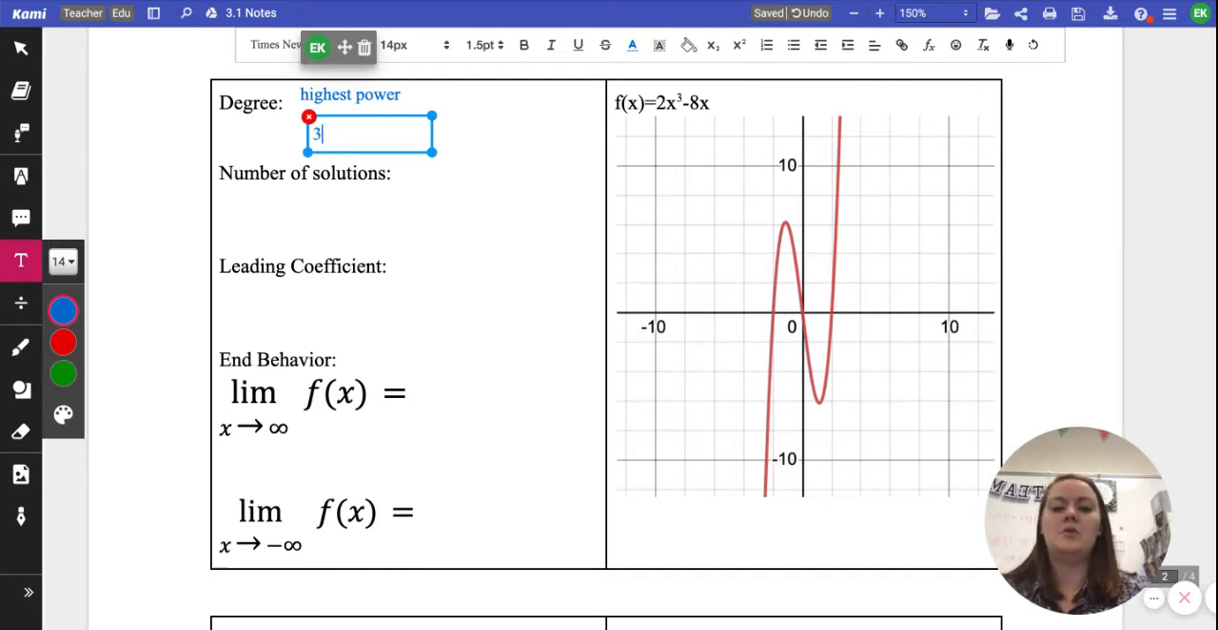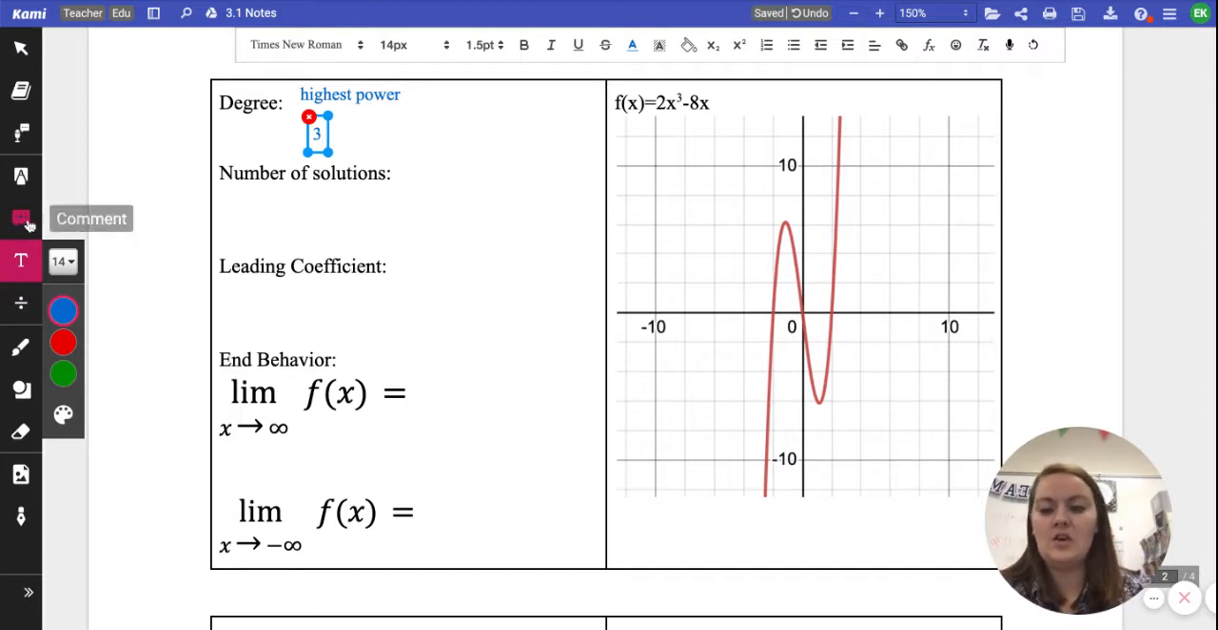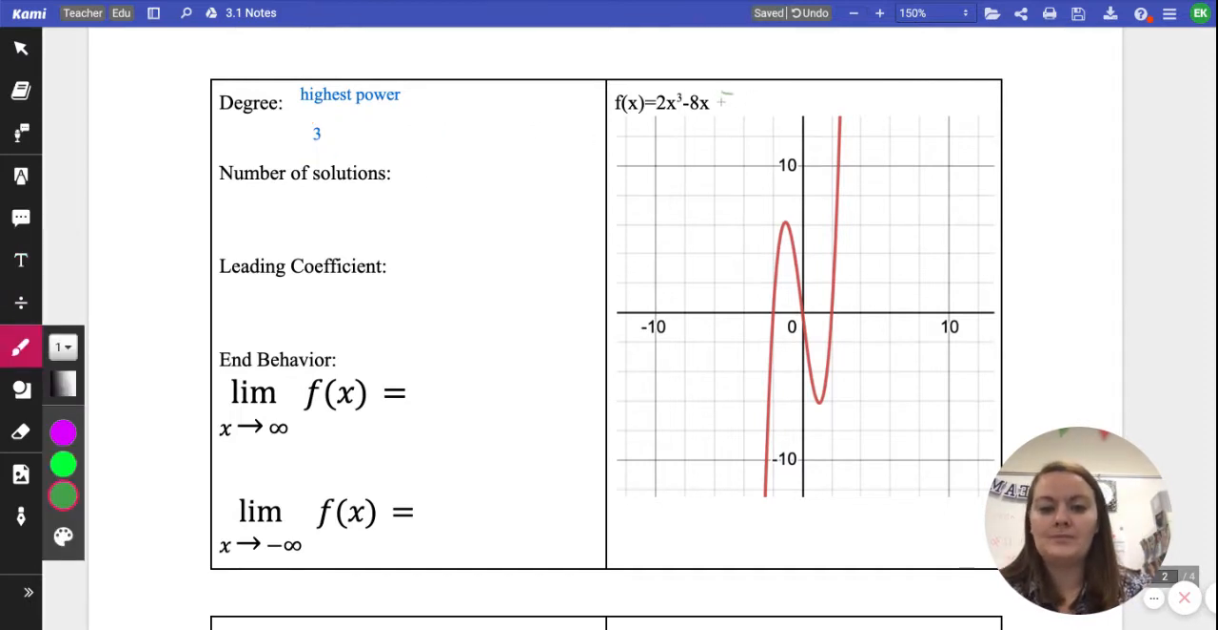How many solutions do I have? When I say solutions, I mean how many times is this equation going to equal 0? So when it equals 0, that means y is 0. So this is the y-axis, y0, y1, 2, 3. So where is y equal to 0? Where does it cross this line? 1, 2, 3 times. Wonder if that was an accident or on purpose.